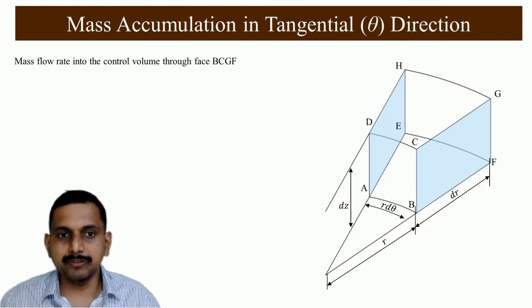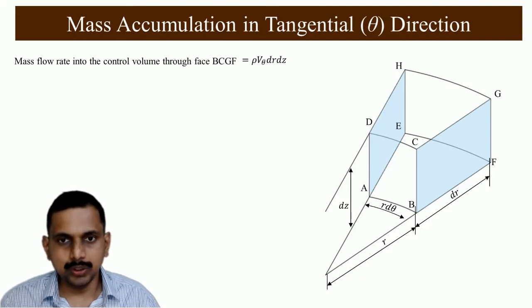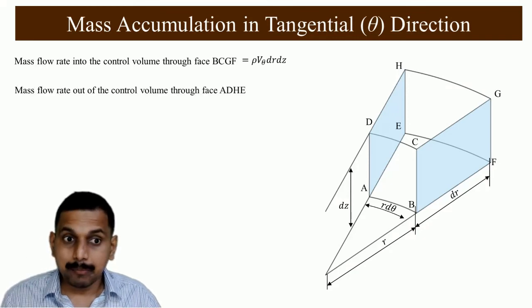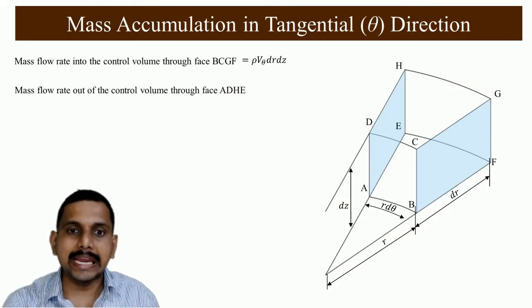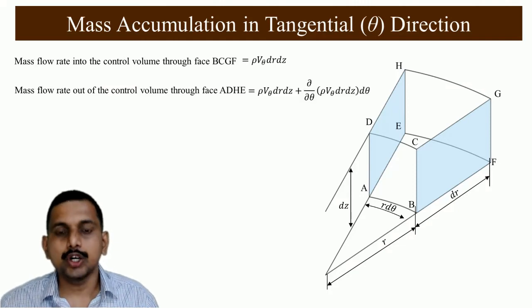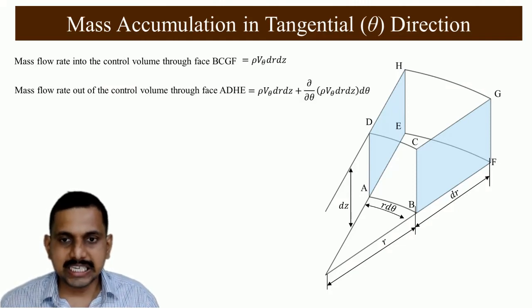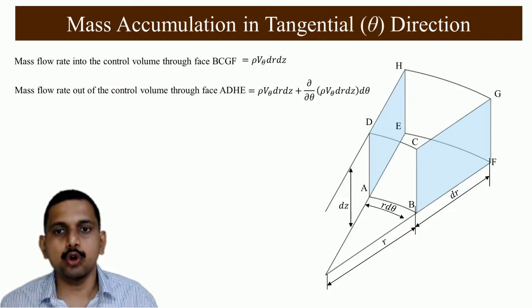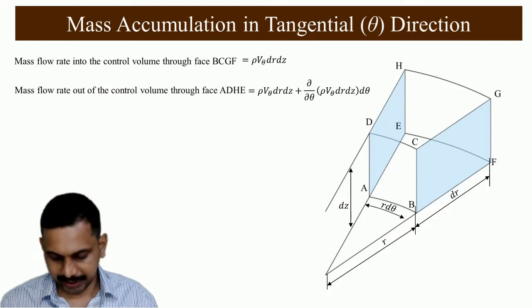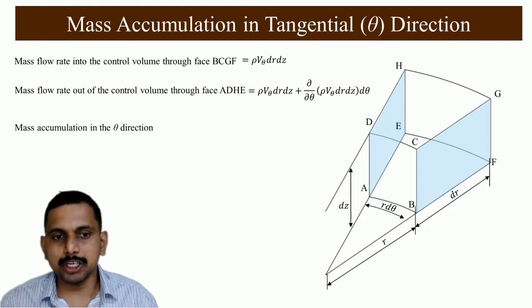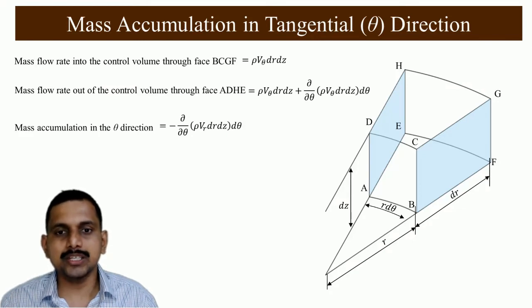Okay, so the mass flow rate into the control volume BCGF is given by rho v theta dr dz. Now the mass flow rate out of the control volume ADHE is given by rho v theta dr dz plus the change, which is ∂/∂θ of (rho v theta dr dz) into dθ. So what is the net accumulation in the theta direction? It is given by minus ∂/∂θ of (rho v theta dr dz) into dθ.